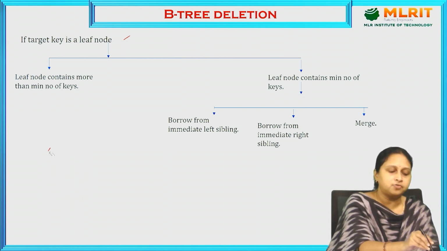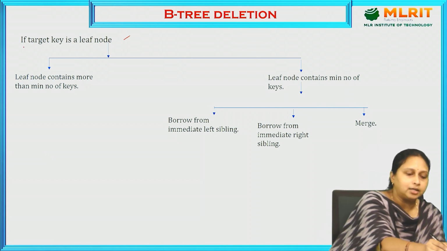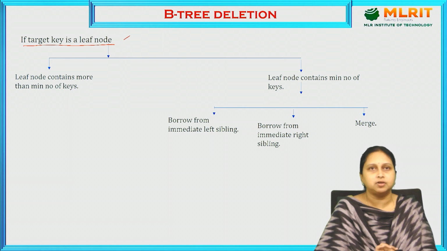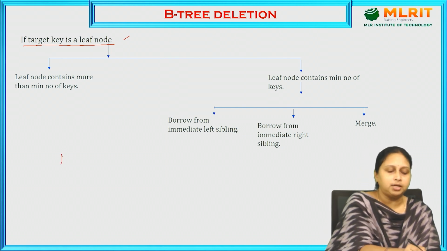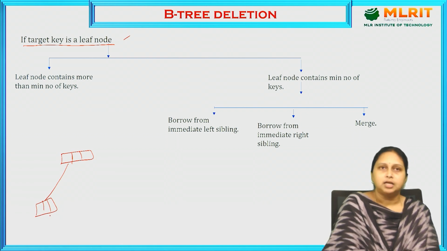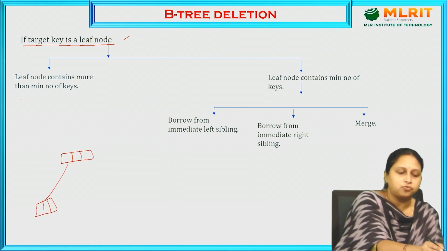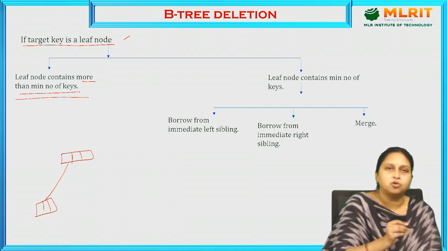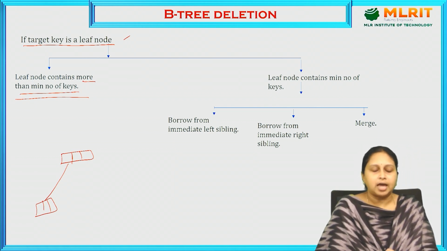What are the cases? First, the case where the target key is in a leaf node. We will see all the cases with examples later. If the target key is in the leaf node, we first check the condition whether the leaf node contains more than the minimum number of keys or not. If it has more than the minimum number of keys, then I can delete it. We need to follow this.